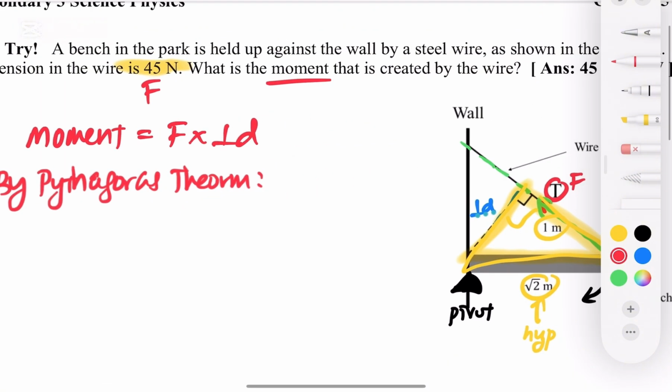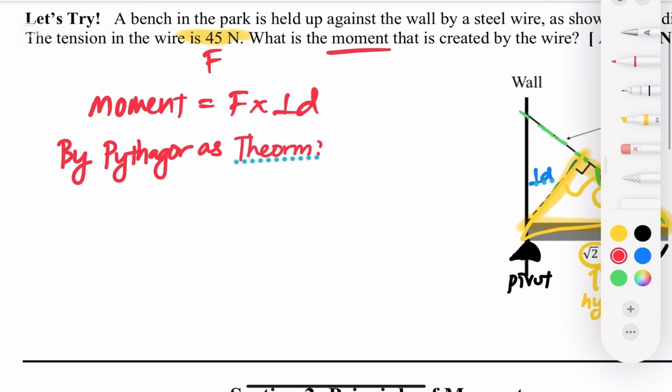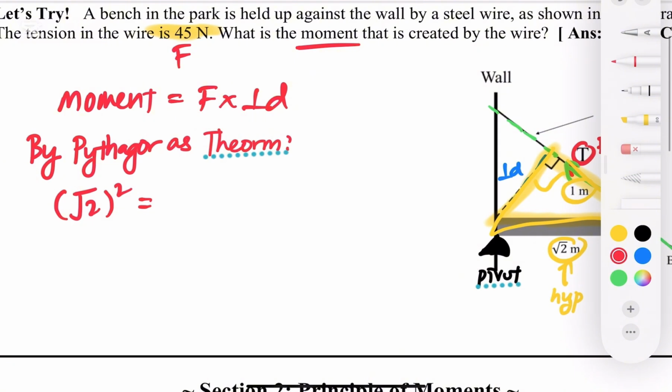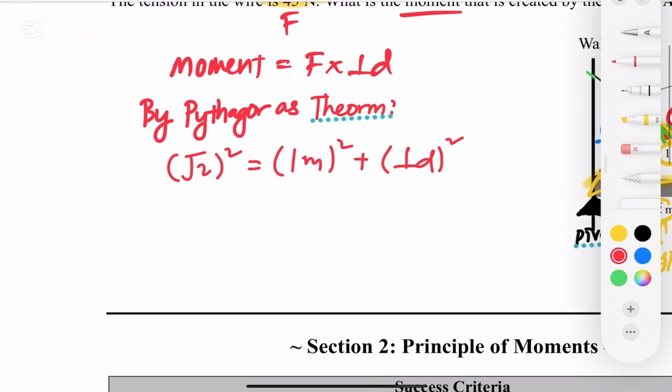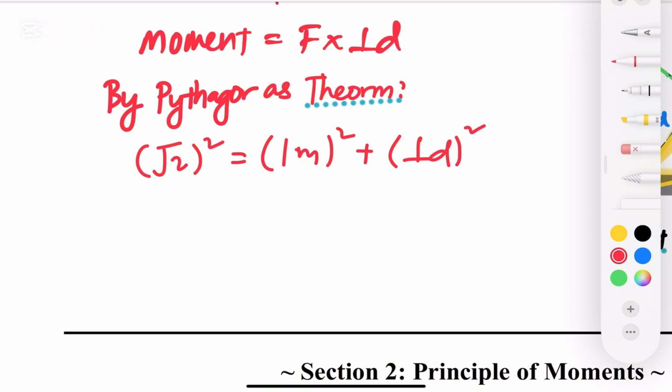So by Pythagoras' theorem, the square of the hypotenuse, square root 2, is equal to 1 meter squared plus the square of the perpendicular distance. Okay, so I can go and find the perpendicular distance. The square of square root 2 is just 2, 1 squared is just 1, plus the perpendicular distance squared.